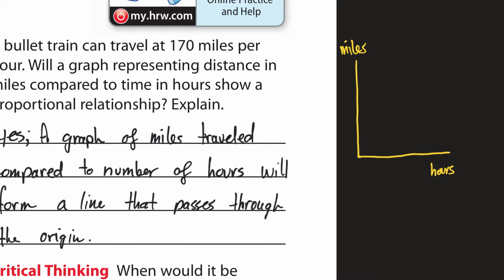So if the train can travel 170 miles per hour, at 0 hours, let's say the train hasn't even started yet, how far is it going to go? Well, that train is going to go nowhere when it starts at 0 hours. After 1 hour, it traveled 170 miles. After 2 hours, that would be double that, 340 miles. And everything in between. So at half the time, they go half the distance, and so on. You would have these dots like this. And if you connected these dots, it'd be a straight line through the origin.